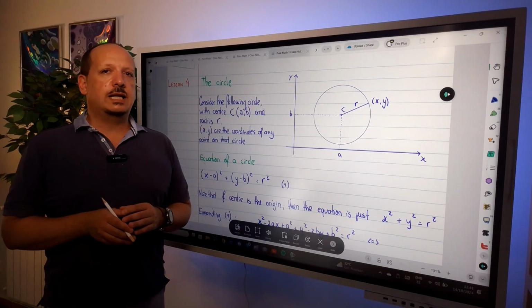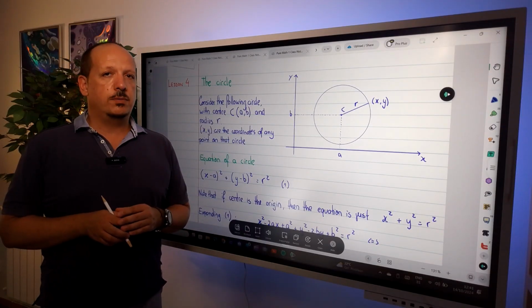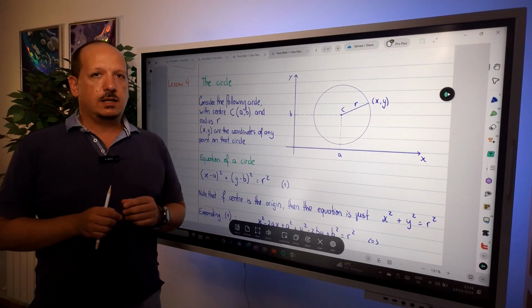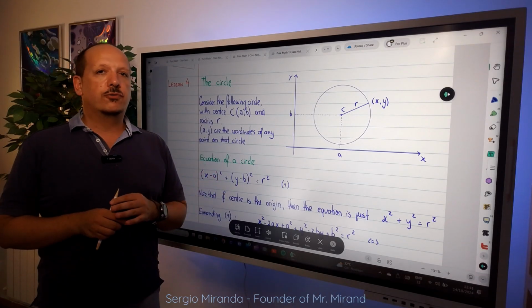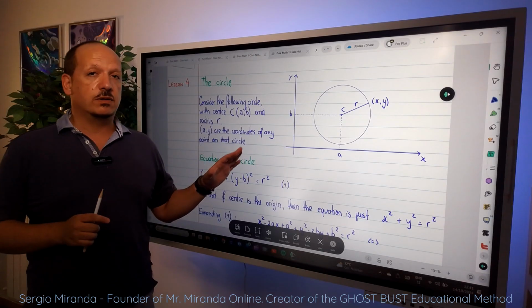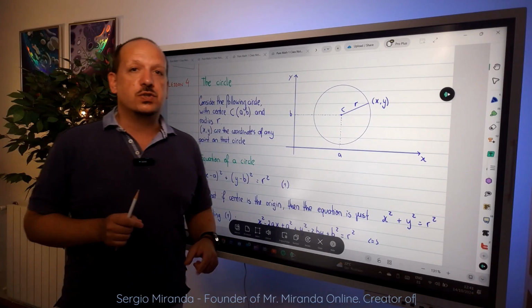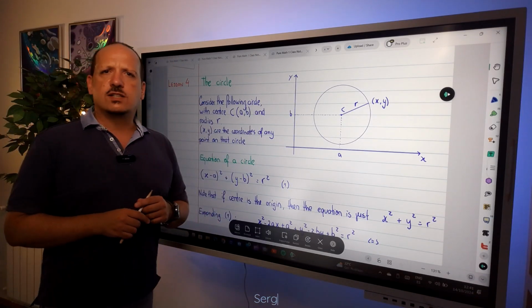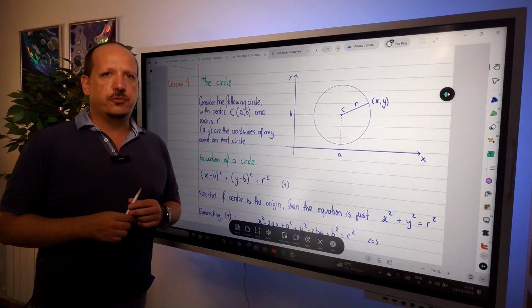We're now going to the last topic of coordinate geometry, and this is a topic that is somewhat new. You won't find exam questions before 2020, if I'm not mistaken, about this topic, and the topic is the circle. So what is a circle, and how can a circle be defined?